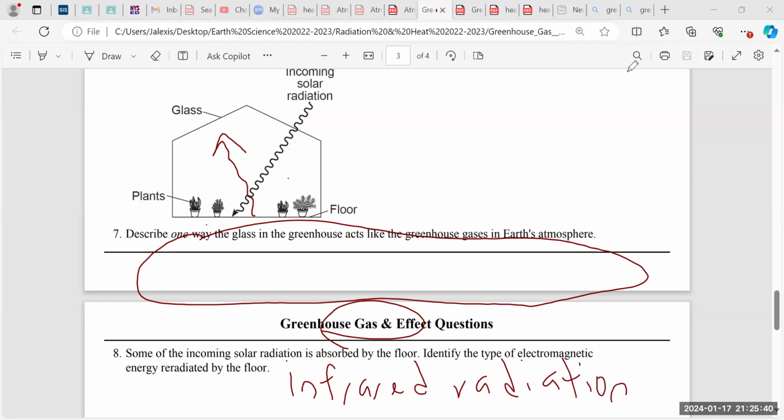Your answer has to be infrared radiation. You can't say heat. It says identify the type of electromagnetic energy: infrared radiation. That is what's being released from the floor.